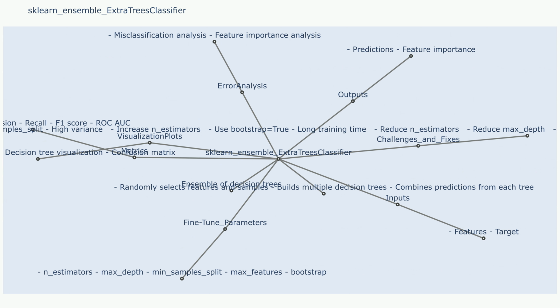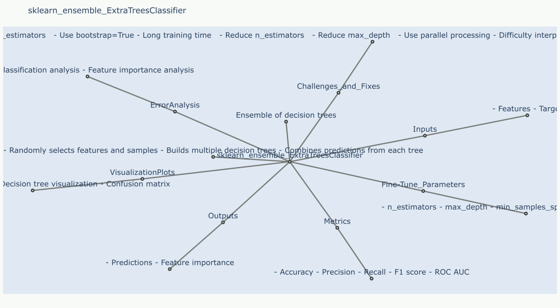Visualization plots: The feature importance plot visualizes the relative importance of each feature in the decision-making process. Decision tree visualization plots the structure of individual decision trees in the ensemble. The ROC curve plots the true positive rate against the false positive rate for different thresholds.